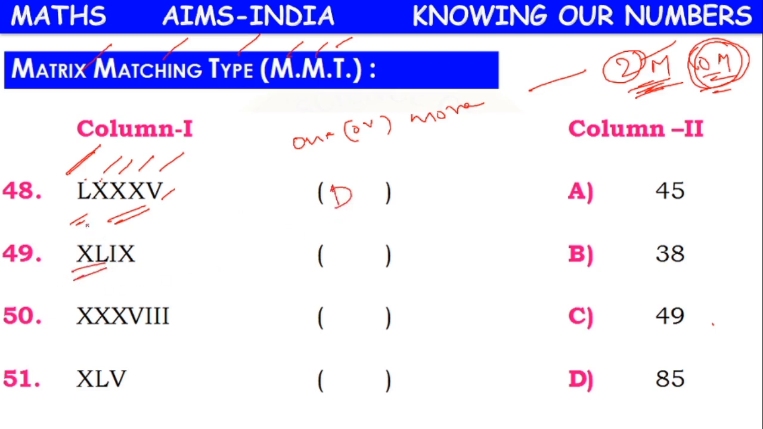Next, XL. XL stands for 40. IX stands for 9. So 40 plus 9, 49. C option, correct answer. Triple X, 30. VIII, 8. 30 plus 8, 38. B option is the correct answer. Next, XL, 40. V, 5. 40 plus 5, 45. A option is the correct answer. Here we are having all single answers, but there may be cases where you can have more answers. Next.